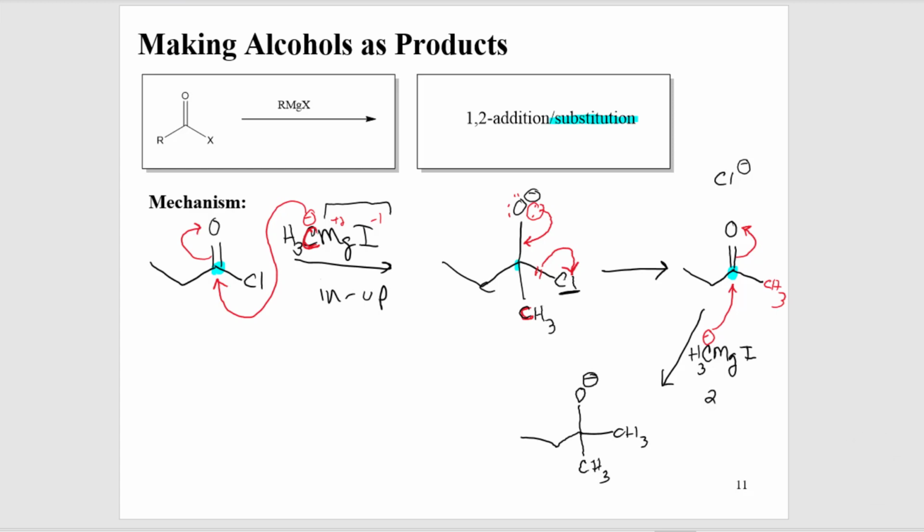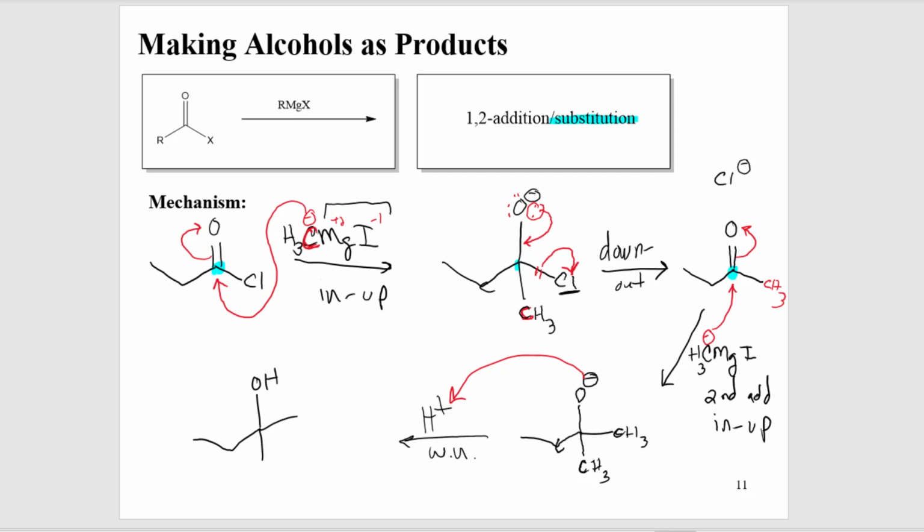So this is your second addition, right? So we did in up, we did down out, and then we did a second in up. At this point, I have carbon, carbon, and carbon. None of them are good leaving groups, so the O minus is stuck with the charge. I am now ready to work it up and call it a day. And there you go. There's your alcohol as your product.